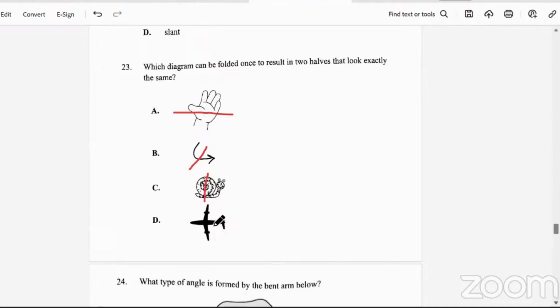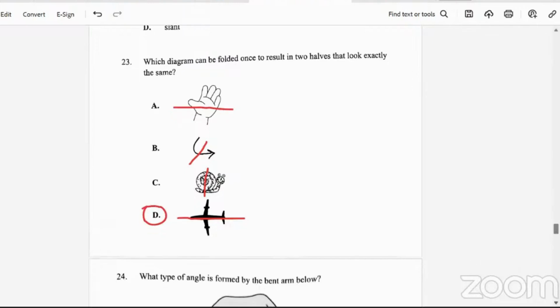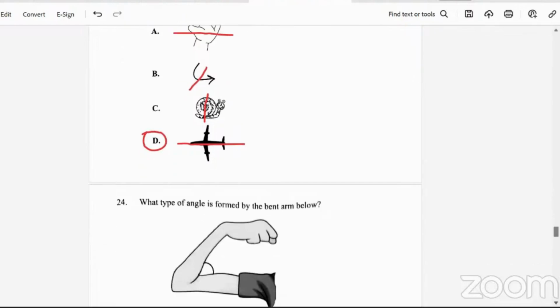For this diagram though, if we fold it this way, then one side would look like the other. So the answer is D. Pretty much we're trying to find a line of symmetry where one side mirrors the other side.